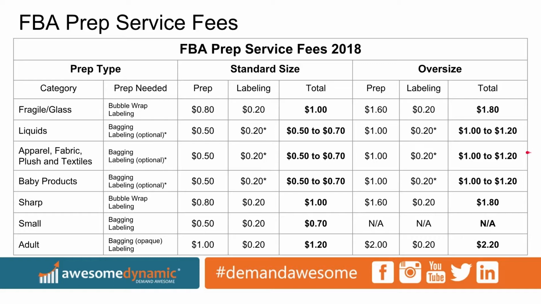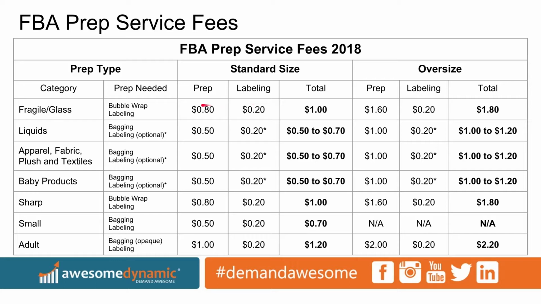For example, let's say you are selling something that is fragile or glass. The prep that is needed is both bubble wrapping and labeling. The reason why they have labeling as an additional prep is because Amazon, after they wrap it in bubble wrap, the original barcode is no longer scannable through that bubble wrap. So they need to apply a new label.